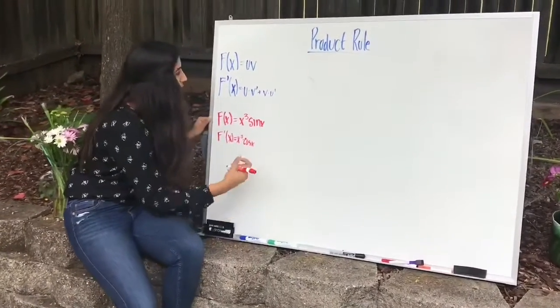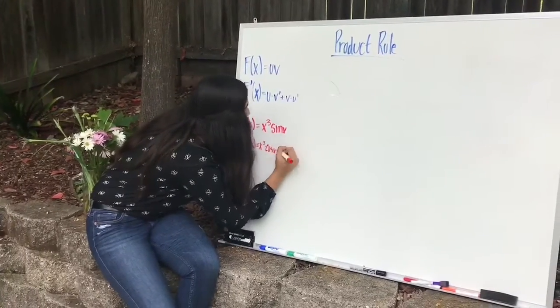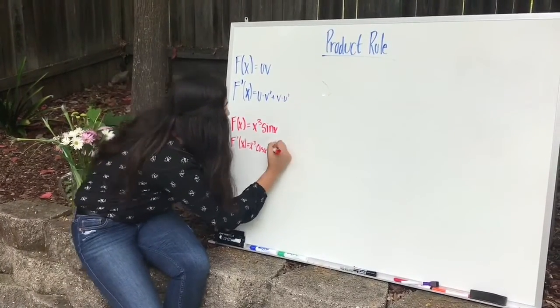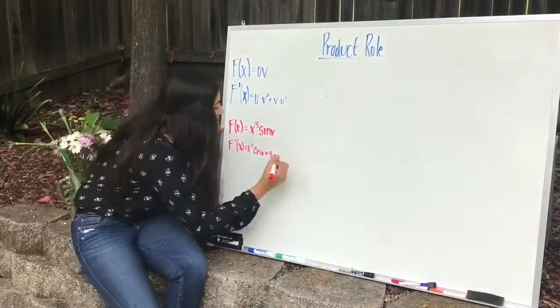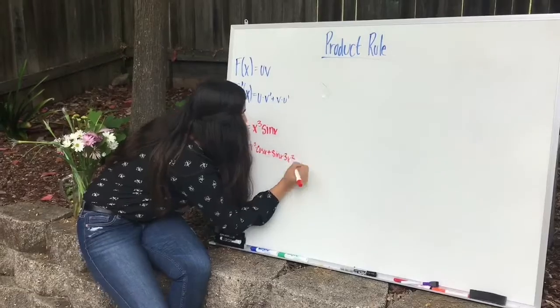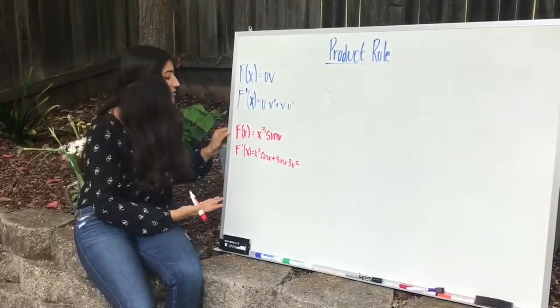So that's the first part, and then we have to look at the other side. So we add it, and it'll be v, so sine x, times the derivative of x cubed, which is 3x squared. And there you have it. That's the derivative of this function.